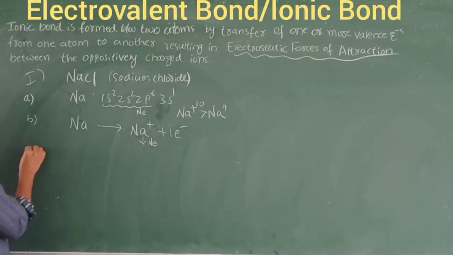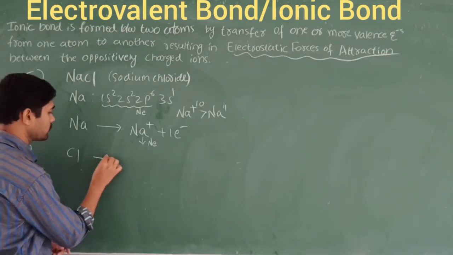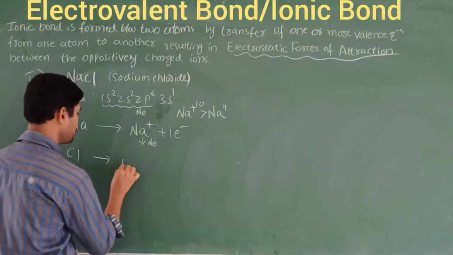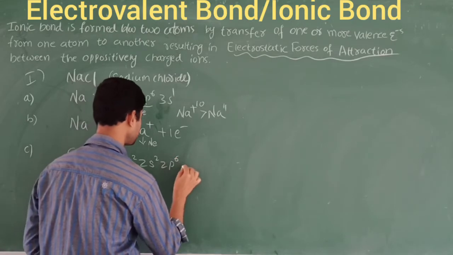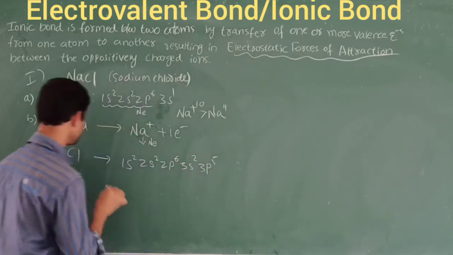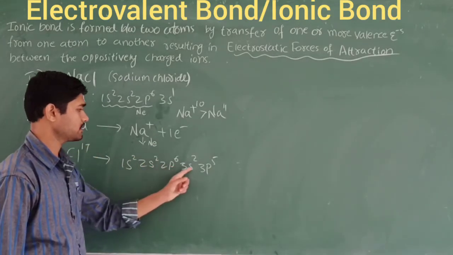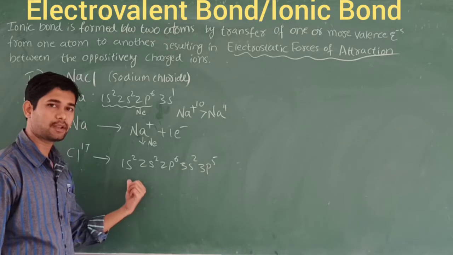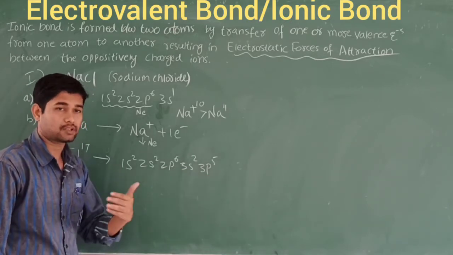The next step is to write the chlorine electronic configuration also. What is the electronic configuration of chlorine? 1s2, 2s2, 2p6, 3s2, 3p5, because the atomic number is 17. Its nearest noble gas is argon. That's why it is ready to gain one electron from the sodium.